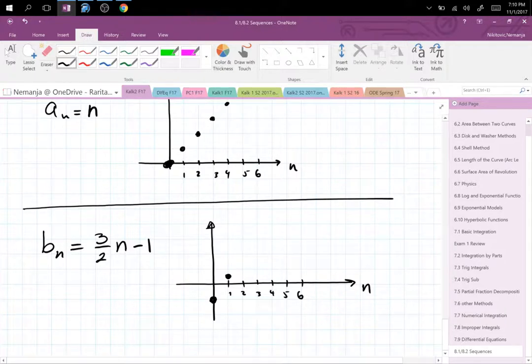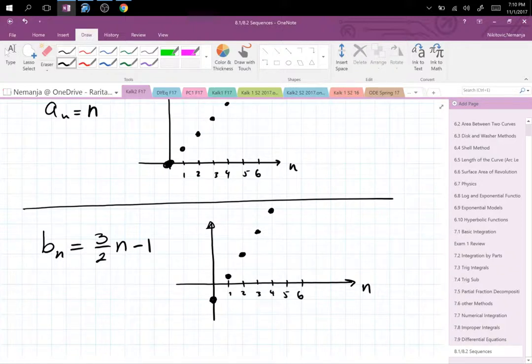How about 2? How about 3? Very good. How about 4? Excellent. You see the linear behavior because the 3/2 n minus 1 resembles 3/2 x minus 1, which is the linear line. If I replace bn with y and n with x, I get to draw the straight line through this.